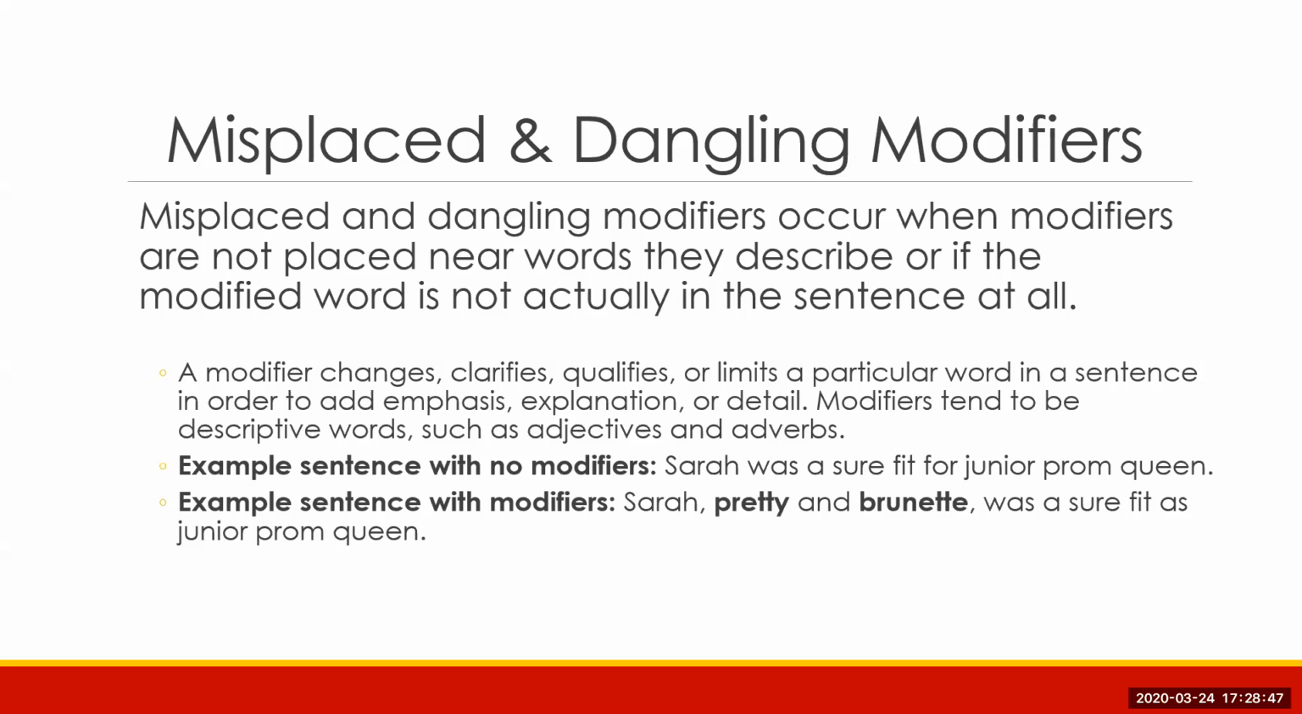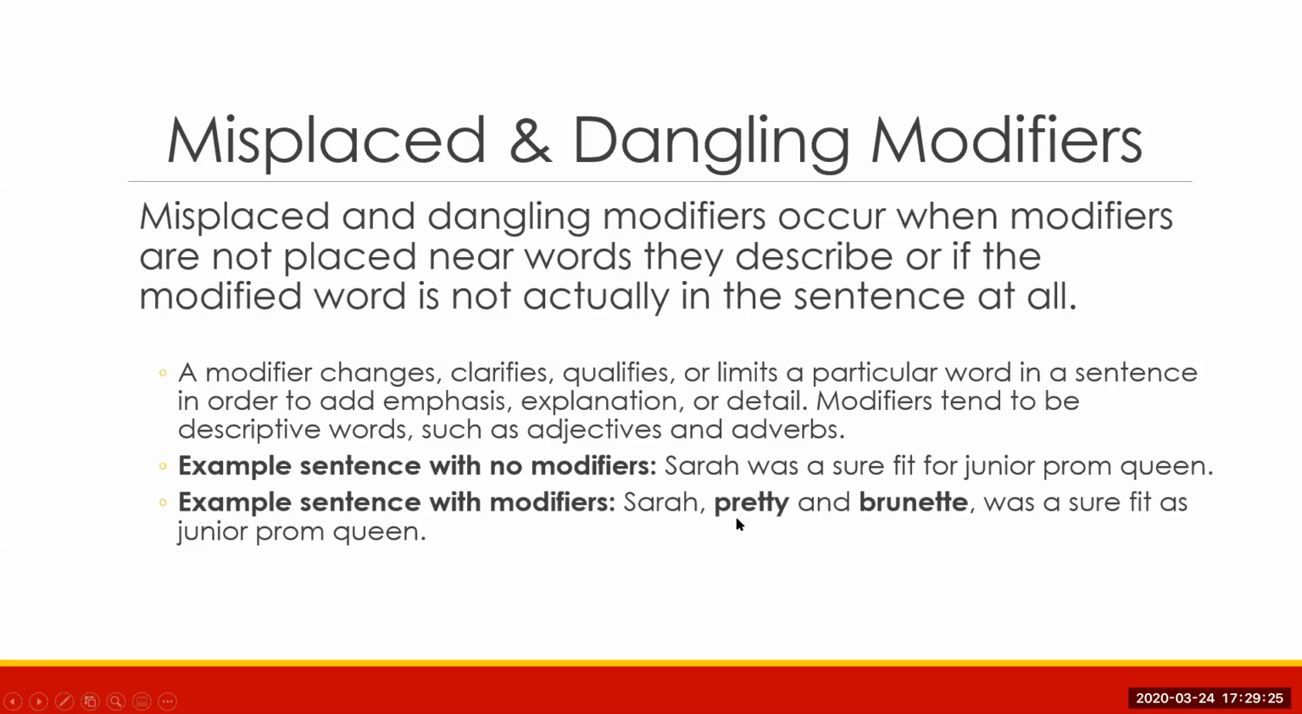In the sentence below, they're actually using adjectives and adverbs to modify. First, let's talk about the sentence with no modifiers. Sarah was a sure fit for junior prom queen. In this case, let's think of Sarah as the word to be modified, right? In the sentence with modifiers, pretty, brunette Sarah was a sure fit as junior prom queen. Pretty and brunette are both adjectives, but they're also modifiers, because they're modifying the word Sarah.